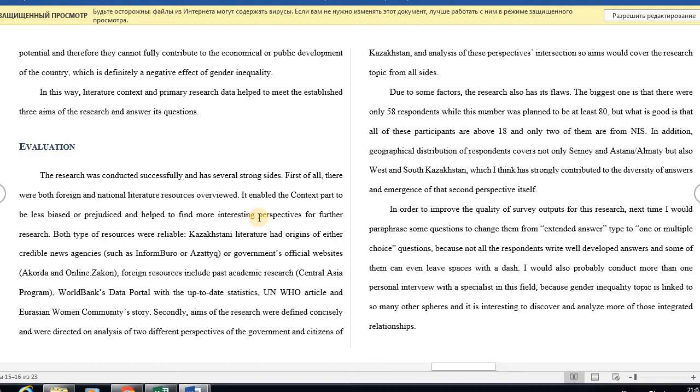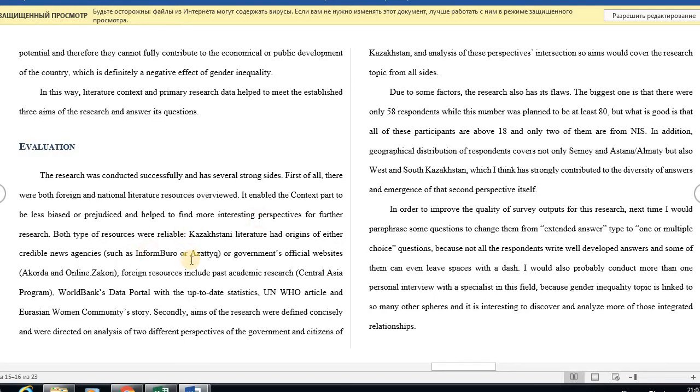such as the local literature sources give you the specific perspective of Kazakhstan people, whereas if you look at European or American literature reviews, they gave you their perspectives.